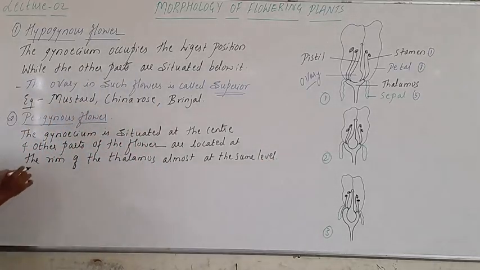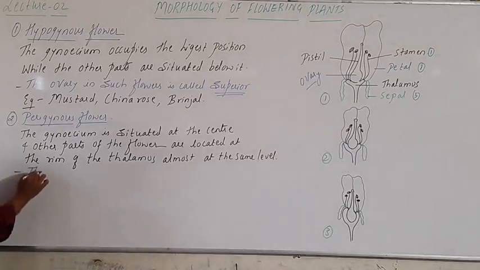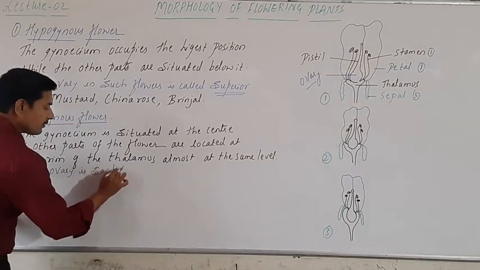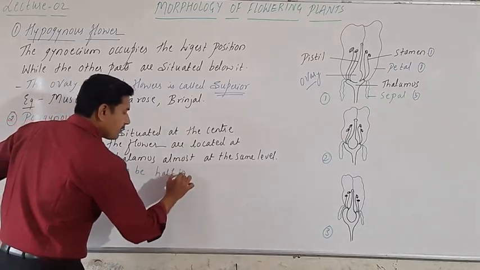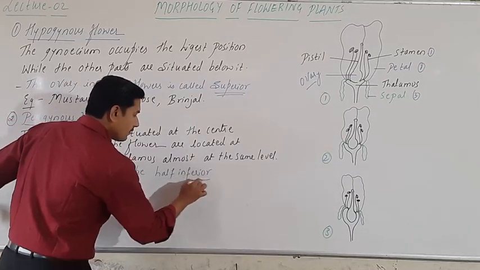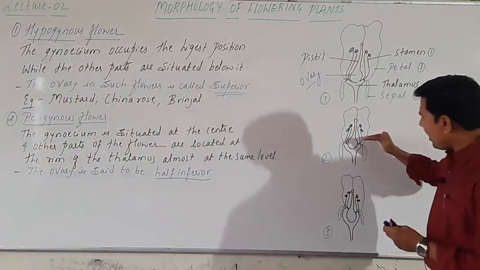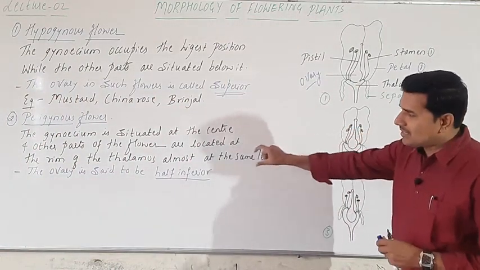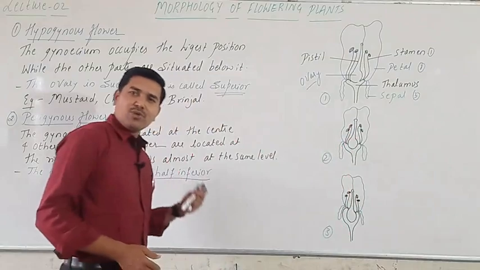Then next statement, as we have stated here, we come across the same statement. The ovary is said to be half inferior. Okay, we call this half inferior, and it can also be called half superior. But this is the term which is used in the NCERT. So we are following our NCERT. Okay. So understood regarding the definition.